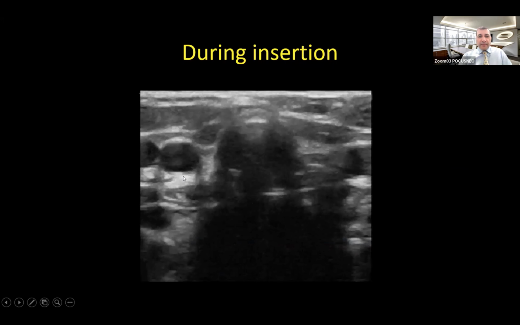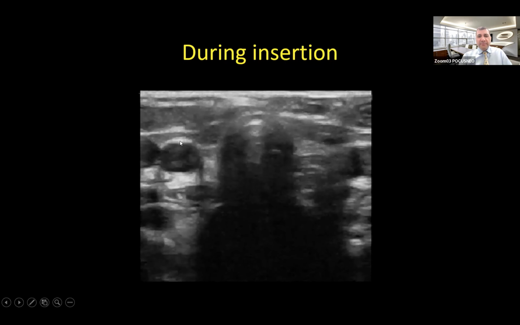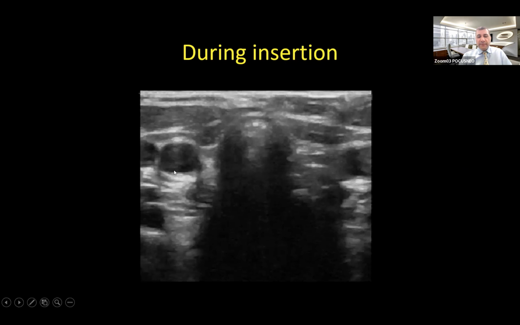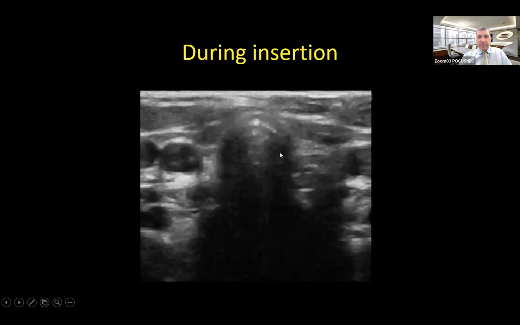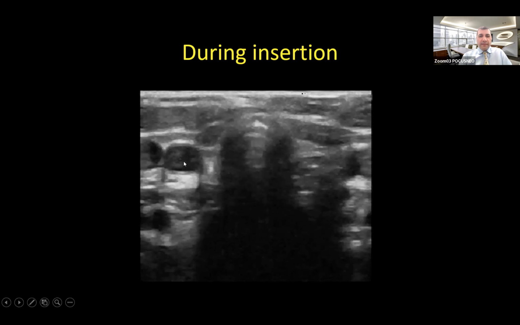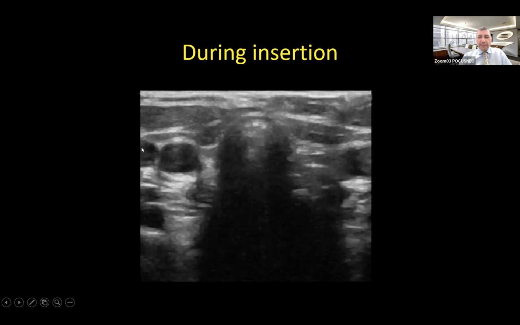The pulsating vessel just beside the trachea is the carotid artery, and more lateral you have the jugular vein. So the trachea is in the middle, the carotid arteries are pulsating on both sides, and then more lateral you have the jugular vein.